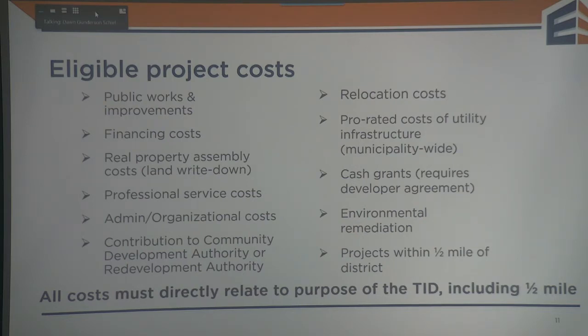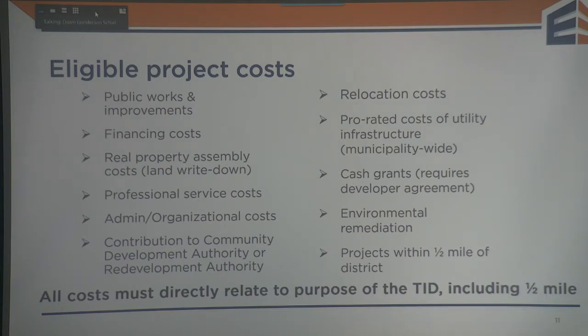And within, I think it was in 2015, the state allowed you to undertake project costs within a half-mile of the district boundary, which has been a real advantage. So if you have a street that's coming into a tax increment district, but say an intersection is outside of it and the intersection needs improvement, you can identify that project as an eligible expense and put it into the tax increment district.